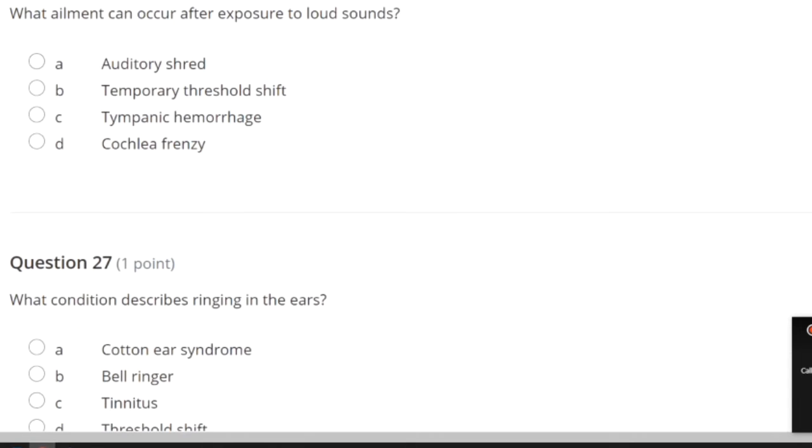What ailment can occur after exposure to loud sounds? A, auditory shred. B, temporary threshold shift. C, tympanic hemorrhage. Or D, cochlea frenzy. And the ailment is known as TTS, or temporary threshold shift. Sort of feels like there's cotton stuffed in your ears, might be a little bit of pain. You might hear buzzing or ringing, and it is accompanied by decreased sensitivity to hearing. It's a very unhappy ailment. It goes away after a few days. But if you have TTS, you've done some damage to your ears.